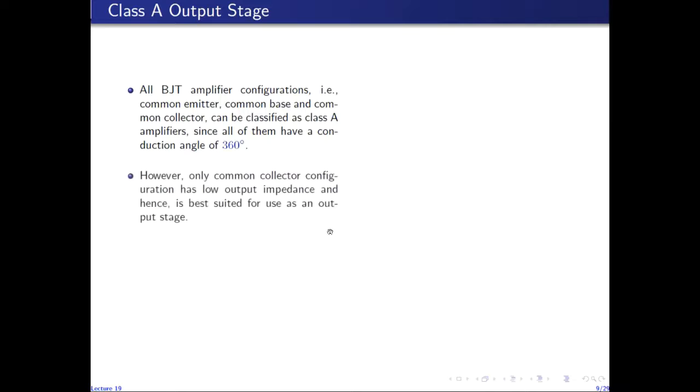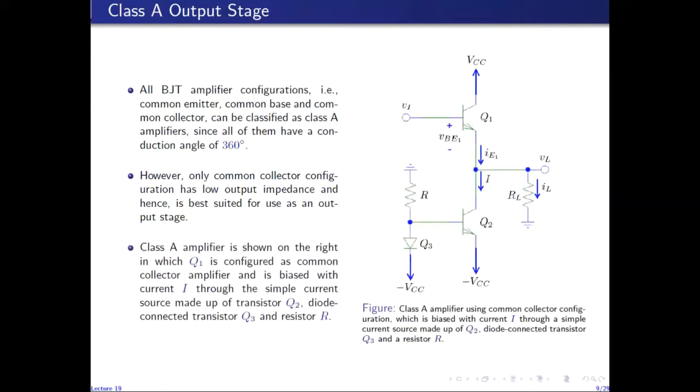However, common emitter and common base amplifiers have moderately large output resistance, which means that only common collector configuration, which has much lower output impedance, is best suited for use as an output stage. So we will not use common emitter and common base as class A amplifiers because they have moderately large output resistance. Only common collector configuration is typically used as a class A amplifier because of its much lower output resistance.